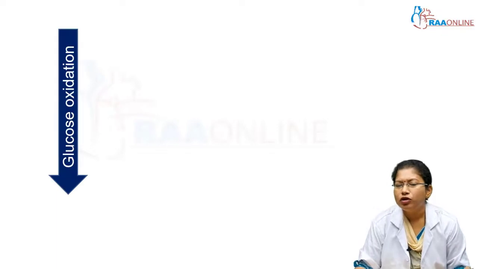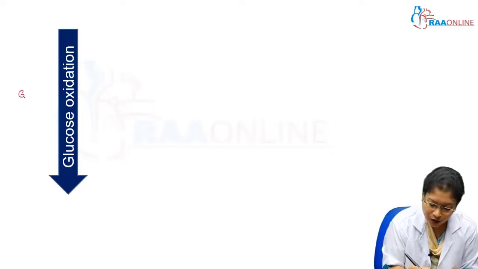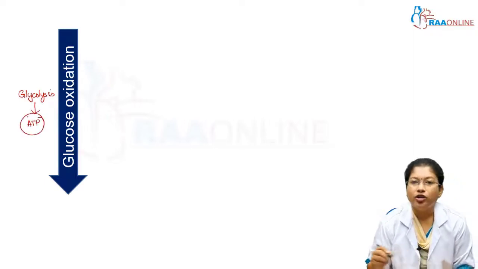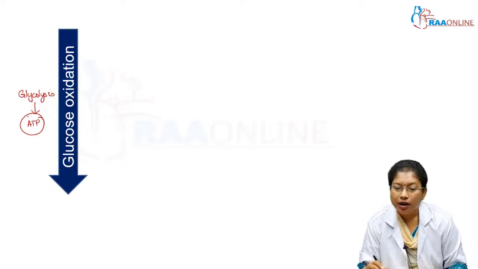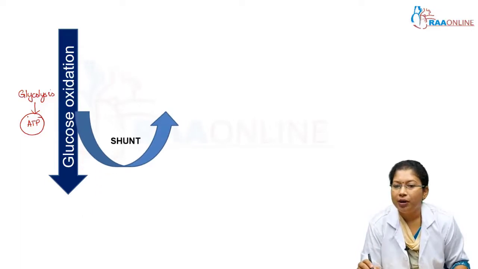So glucose is usually oxidized to give ATP through glycolysis. Glycolysis produces ATP for energy production, but glucose also enters into a minor pathway called HMP Shunt Pathway.